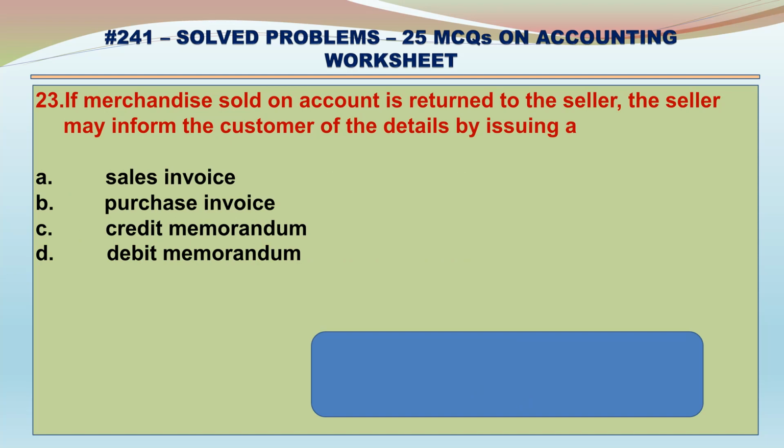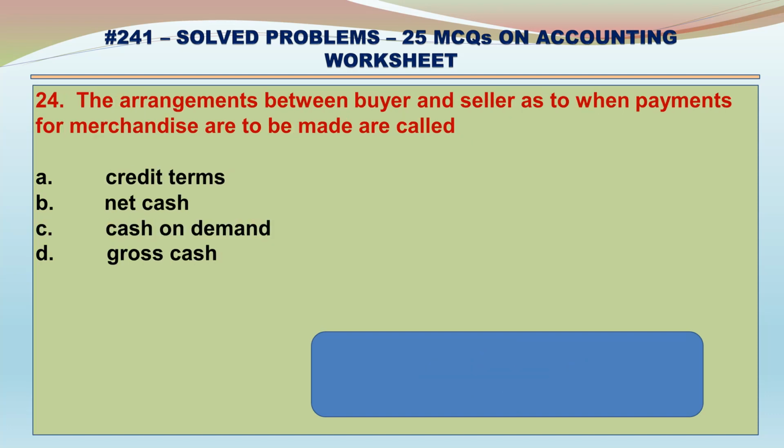23. If merchandise sold on account is returned, the seller may inform the customer of the details by issuing: Option A. Sales invoice. Option B. Purchase invoice. Option C. Credit memorandum. Option D. Debit memorandum. Answer C. Credit memorandum.